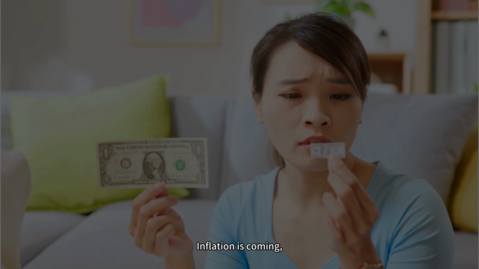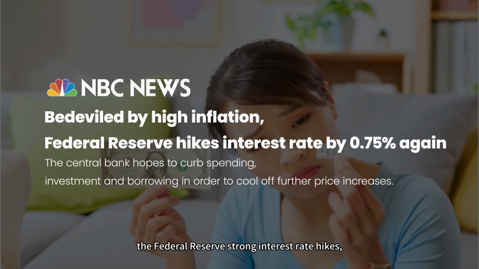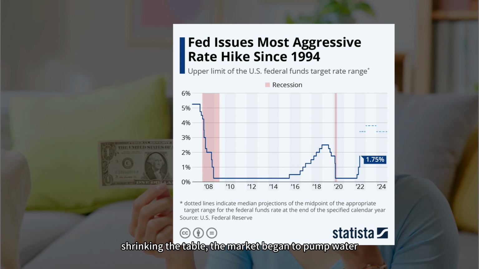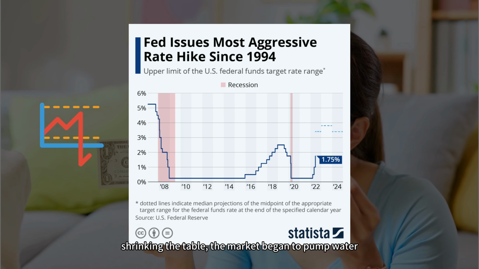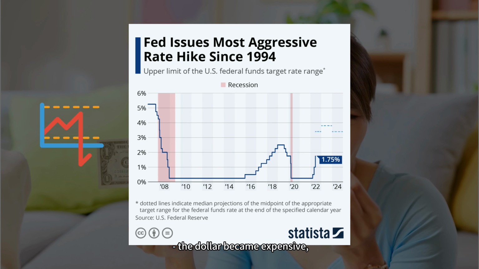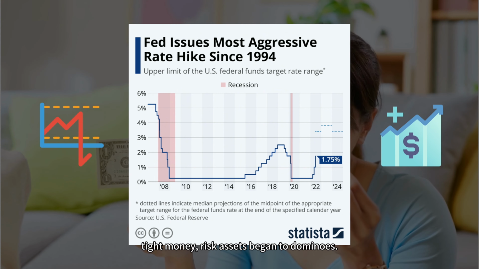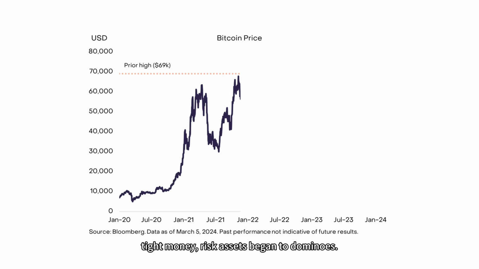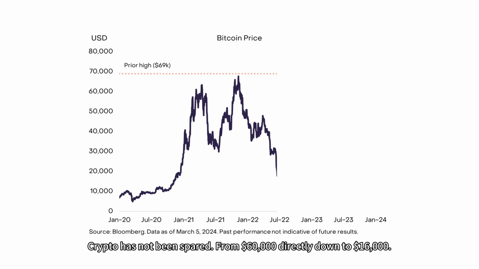Then inflation came. The Federal Reserve's strong interest rate hikes shrank the balance sheet. The market began to drain water. The dollar became expensive. With tight money, risk assets began to fall like dominoes. Crypto was not spared, falling from $60,000 directly down to $16,000.